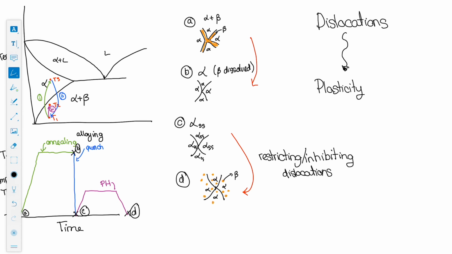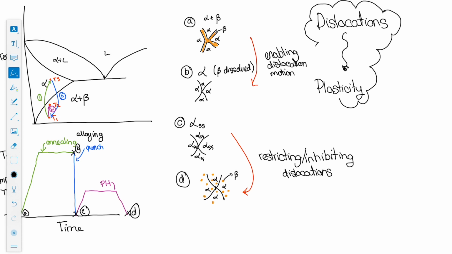the alteration allows dislocations to propagate more easily. So we're actually enabling dislocation motion. And we have this concept here, our little cloud, of dislocations being related to plasticity.